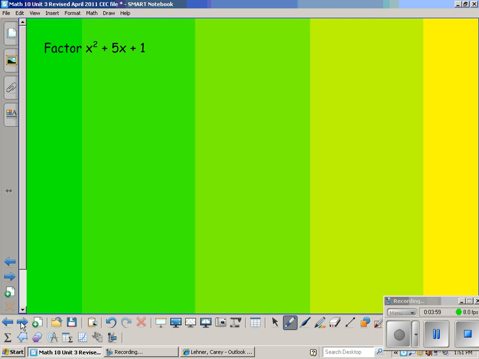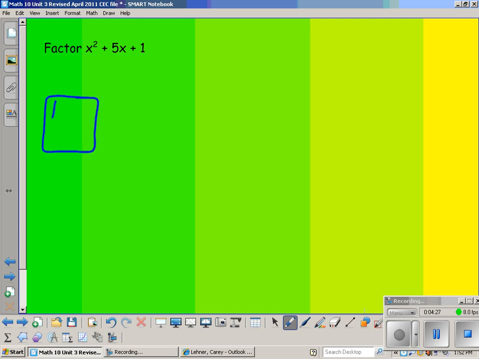All right, let's factor x squared plus 5x plus 1. So we start asking ourselves, can I remove a greatest common factor? No, there is no greatest common factor in this one. So now I go to one of my other methods. It's a trinomial, so I could try the box method. There are no coefficients on the x squared, so I could use the shortcut if I'm familiar with it.